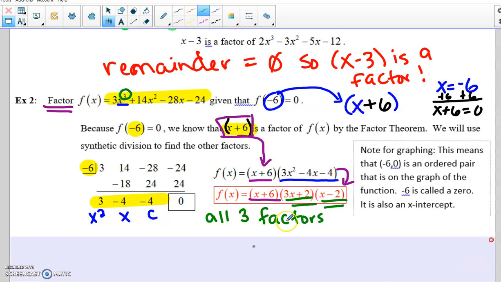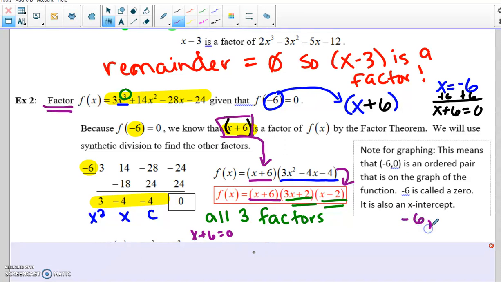Now remember, these are factors because they don't have equal signs. They've not been set equal to 0 and solved for. These are called the factors. If you wanted to solve all 3 of these as roots, the roots would be whatever you get when you do x plus 6 equals 0 and solve it, right? You're going to get a negative 6 as your root.